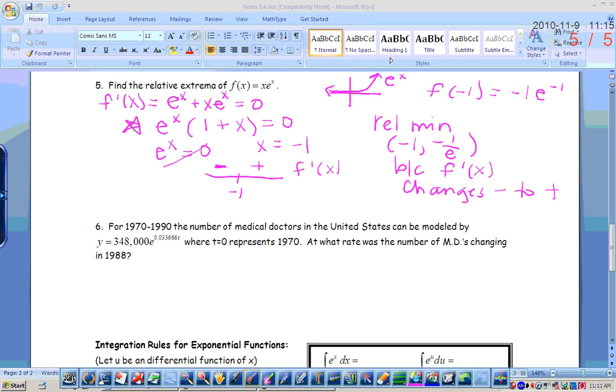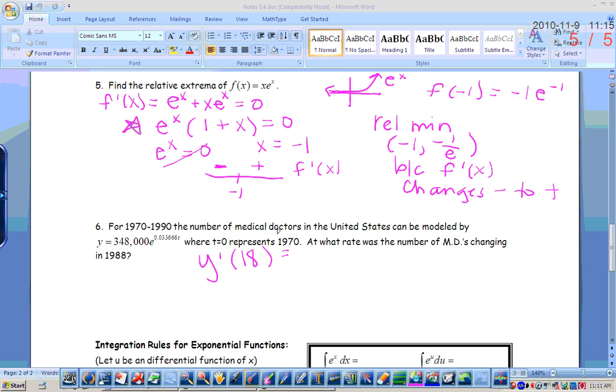Okay, number 6. For 1970 to 1990, the number of medical doctors in the U.S. can be modeled by y equals blah, blah, blah, where t equals 0 represents 1970. At what rate was the number of MDs changing in 1988? So what do I want to do? Take the derivative and plug in 18. Yeah, so I'm trying to find y prime of 18.